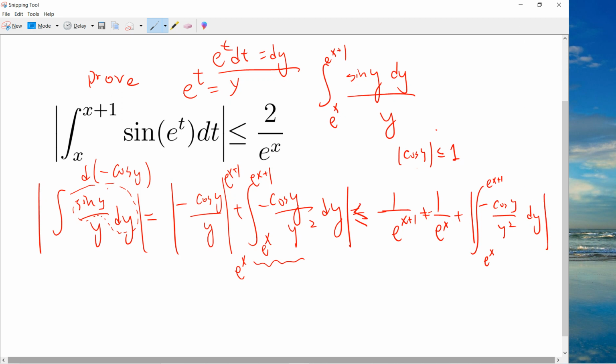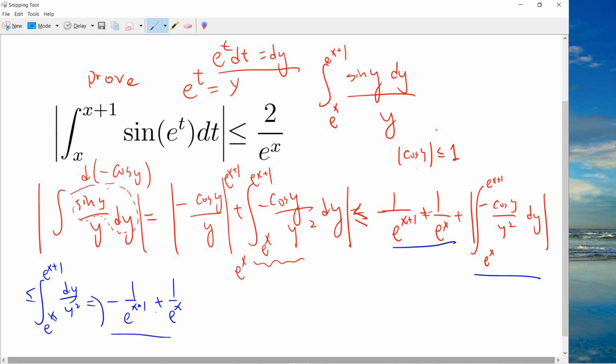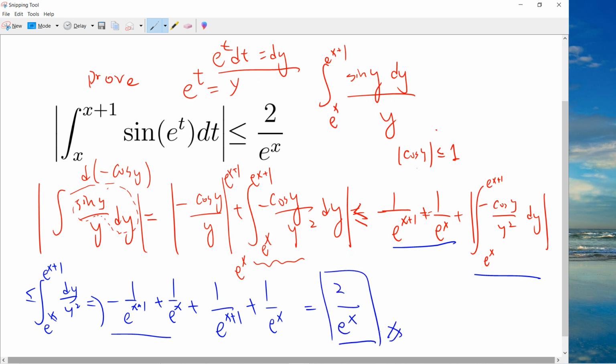Okay, so let's change a little bit. Let's focus on this term, right? So this term will be less than only this blue term, right? Less than the integral of 1 over y squared dy from e^x to e^(x+1). So this is minus 1 over e^(x+1) plus 1 over e^x, right? So if I add this term and this term, I just add it up. Okay, I will get a beautiful answer.